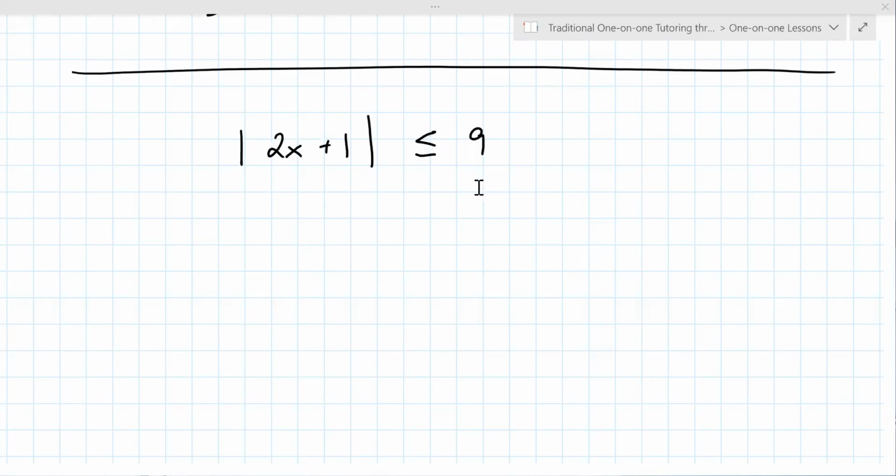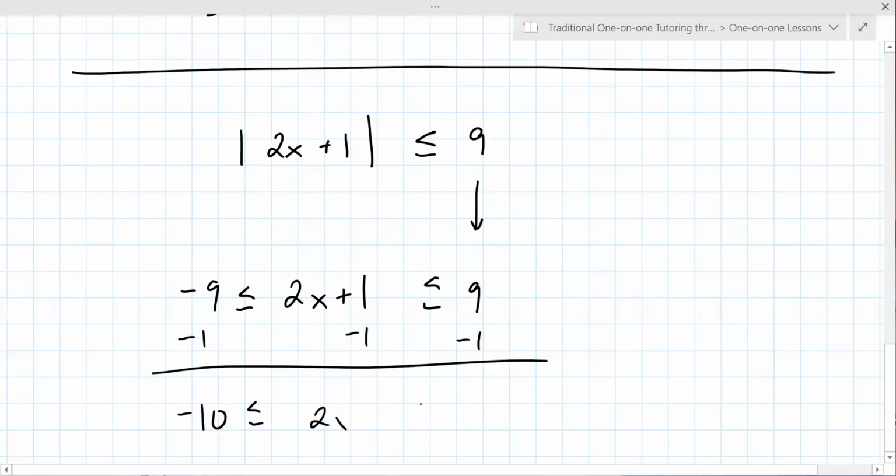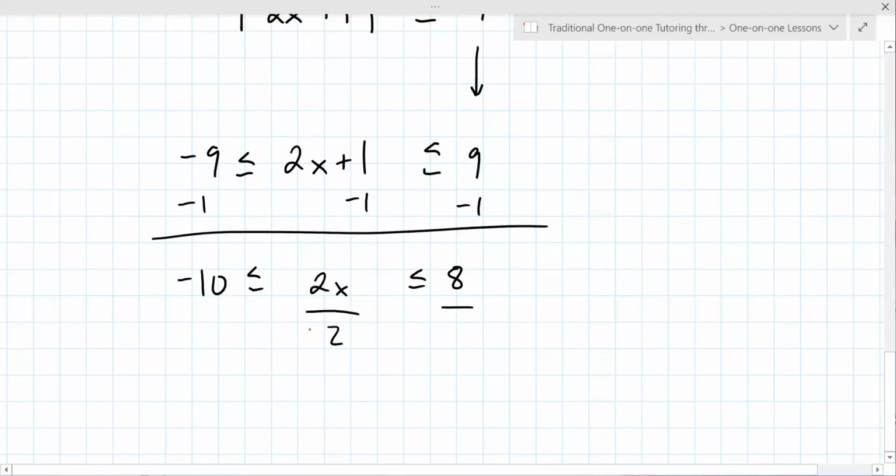Okay, I'm going to show you the steps here in case you want to look at it later. -9 less than or equal to 2x plus 1 in between. When you subtract 1, you subtract 1 everywhere. -10 less than or equal to 2x less than or equal to 8. And then you divide by 2, divide by 2, divide by 2. So -5 is less than or equal to x less than or equal to 4. Yep, exactly what I got.